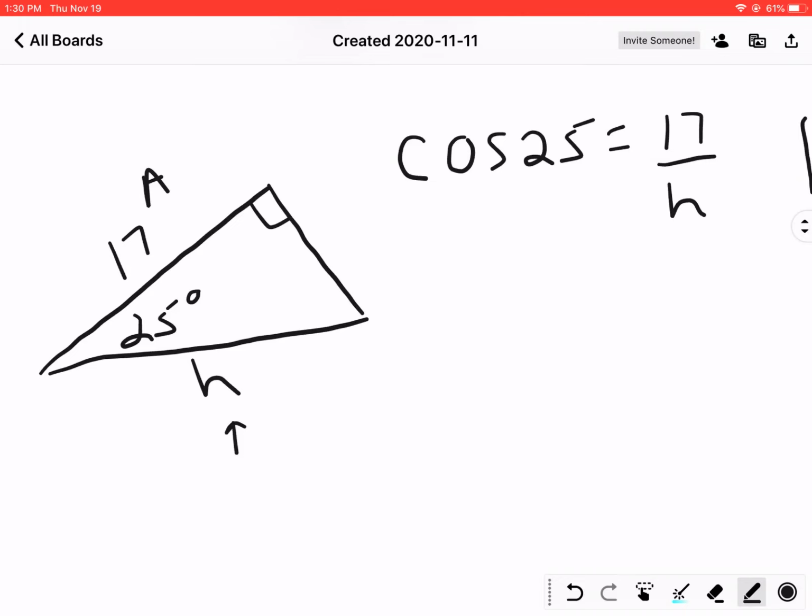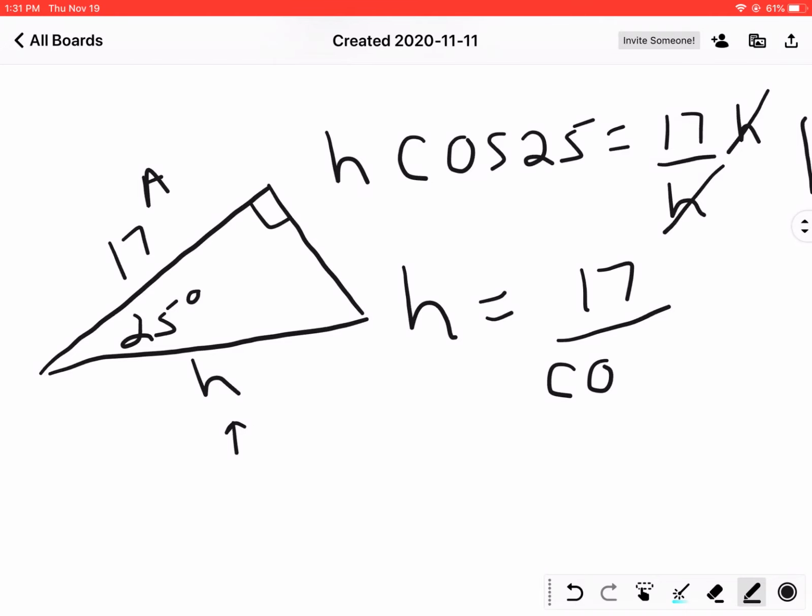To get h by itself, I need to multiply both sides by h. Then it cancels off. That's why I did it. And then the next step is I will divide both sides by cos of 25. I will wind up with 17 over cos of 25. I should put degrees in there. And I could be saying cosine of 25, not cos.